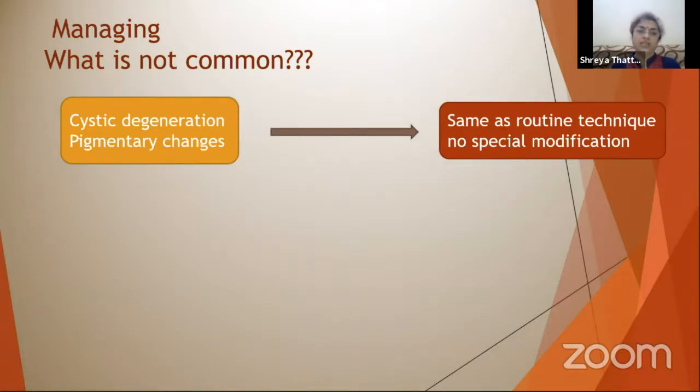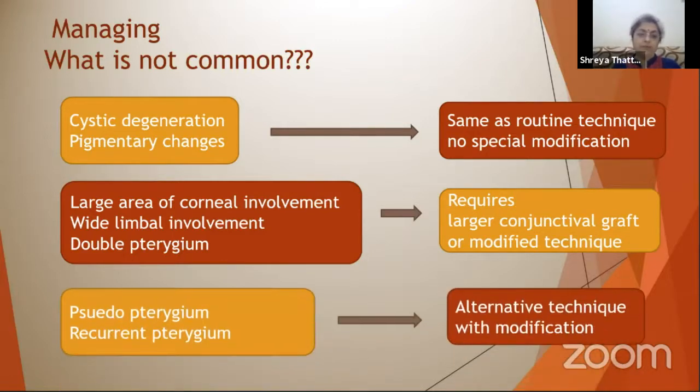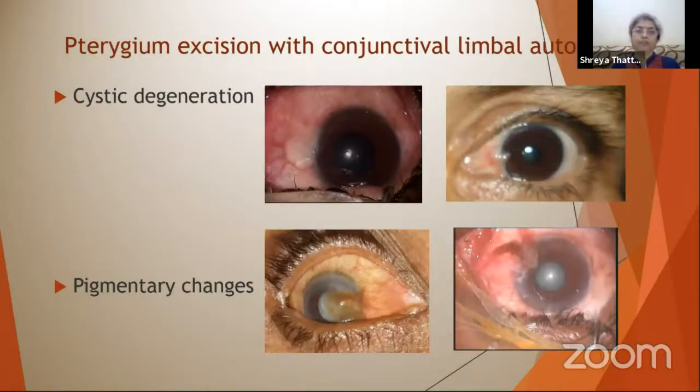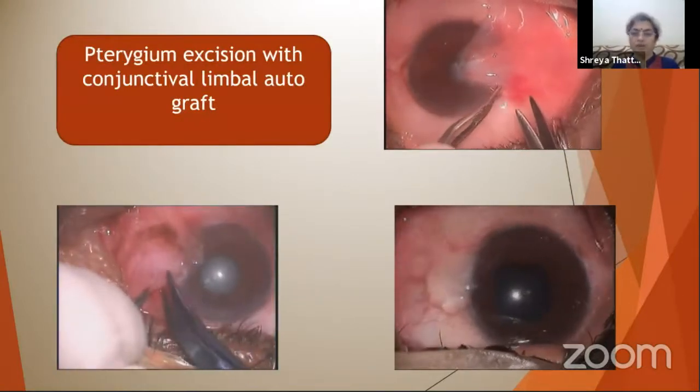In cystic degeneration and the pigmentary changes, we can manage these cases as routinely as we do in the simple pterygium. But where a large area of corneal involvement is there, or wide limbal involvement is there, or in case of double pterygium where we require a larger conjunctival graft, we can modify the technique. Similarly, in case of pseudopterygium or the recurrent pterygium, we have to have some alternative technique with modification. So in cystic degeneration and pigmentary degeneration, we just go for the pterygium excision with conjunctival limbal autograft.